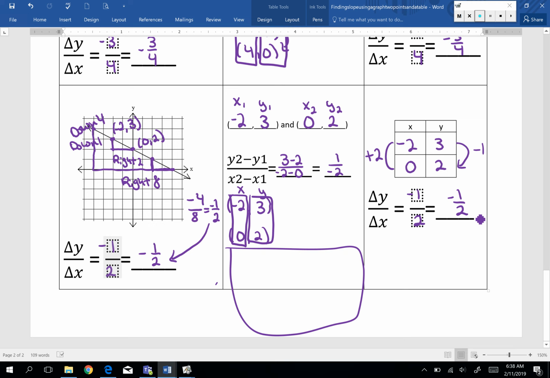So those are the 3 different ways we're going to use to find slope. Keep your slope foldable. You can go ahead and fold it, or if you want to wait till I'm back to fold it, I can show you how to do that.